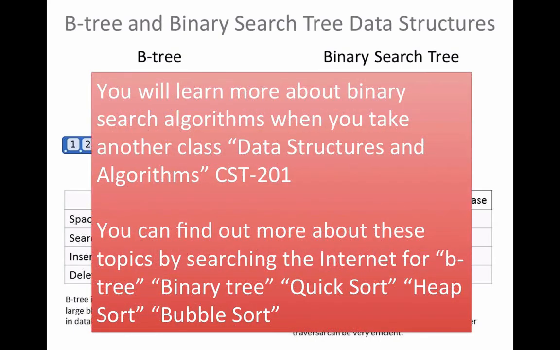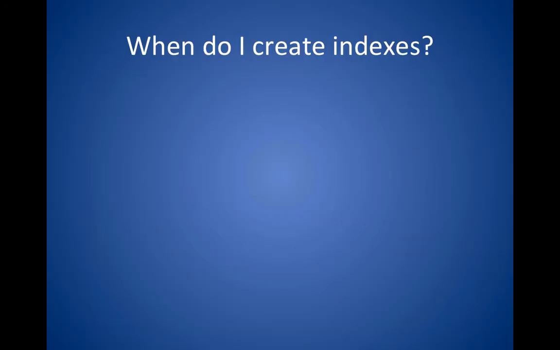You will learn more about search algorithms and binary trees when you take the class called Data Structures. Here at Grand Canyon University, it is in Computer Science and Programming as CST 201. And if you're anxious to see what this looks like, just go to Google and search for B-trees, binary trees. You could also search for quick sort, heap sort, or bubble sort, and you'll find all the information out there that you'll learn in this class called Data Structures and Algorithms.